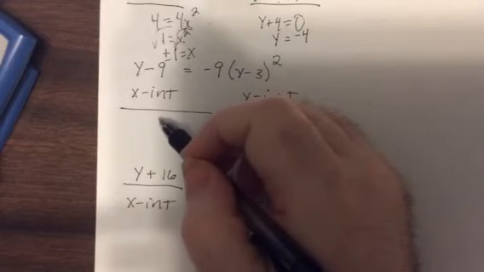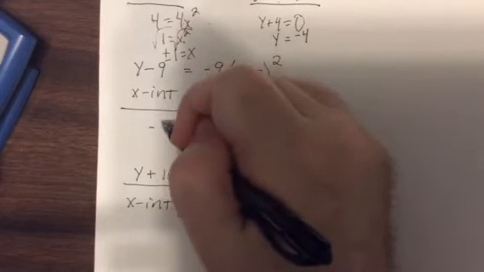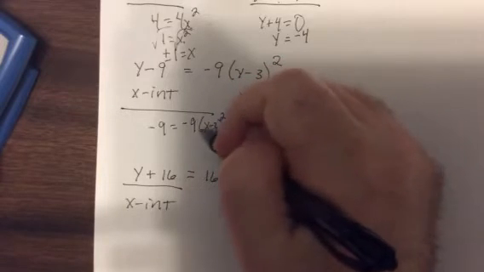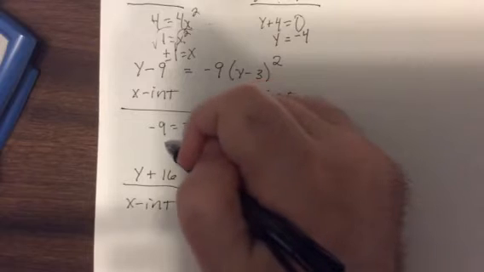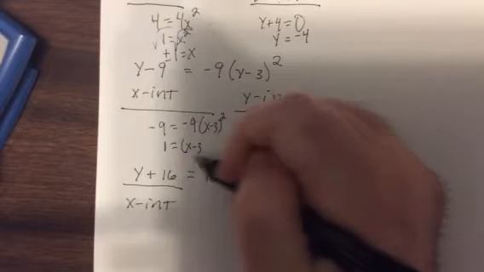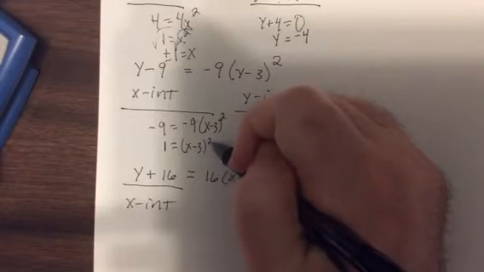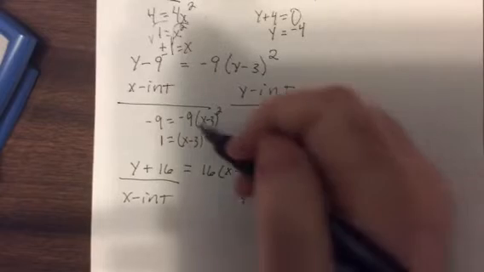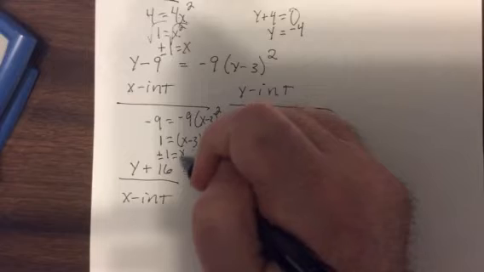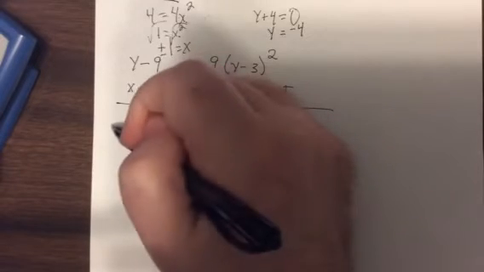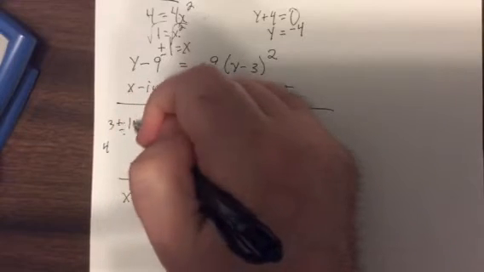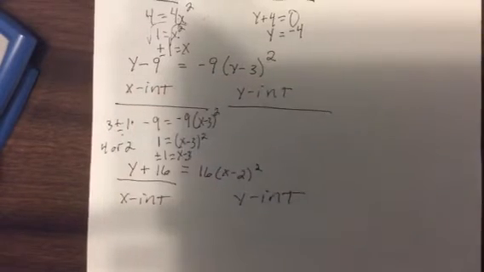So x-intercept, put 0 in for y, so you'd have negative 9 equals negative 9 times (x minus 3) squared. Get the square by itself, so you divide both sides by negative 9. Now, it's not always 1 on this side. That's just the problems I set up today. So, square root would be plus or minus 1 equals x minus 3. So you add 3 to both sides. It's 3 plus or minus 1. 3 plus 1 is 4. 3 minus 1 is 2.